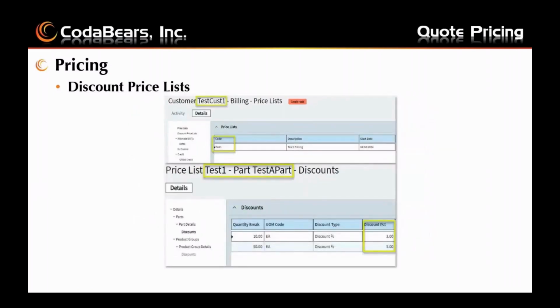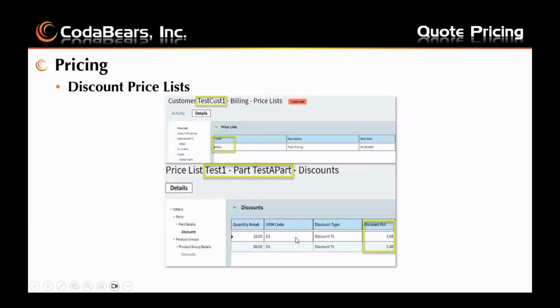The next pricing option that we have here is an example of a discount price list that's set up on a customer. Here we set it up on our test customer 1, and the price list is named test 1. And again, we have parts test A part, B part, and C part linked to this price list. But this time we have the quantity breaks of 10 and 50, and instead of a discount type of unit price, we have a discount type of discount percent.